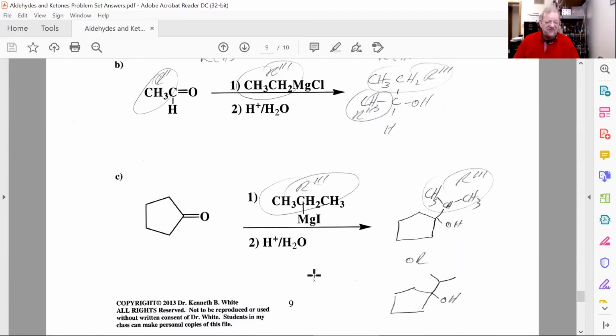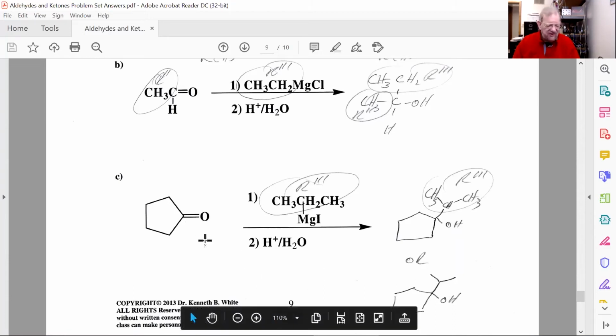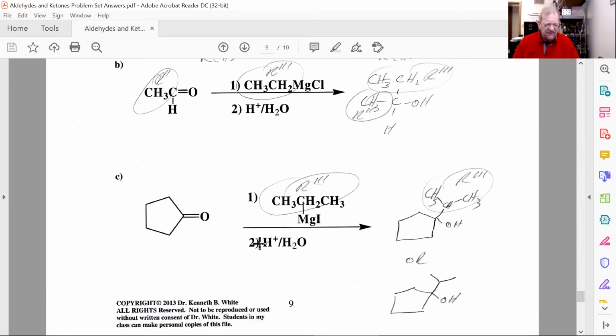Oh, Dr. White's going to have a lot of big smile on his face. What do we have here? Ketone, Grignard. Second step, acid and water. Here's my carbonyl carbon. What's attached to it is still attached to it. Opens up to an alcohol. My R triple prime is bonded to that carbon. What carbon has the Grignard? The center of 3 carbons. And this is how you make that alcohol.